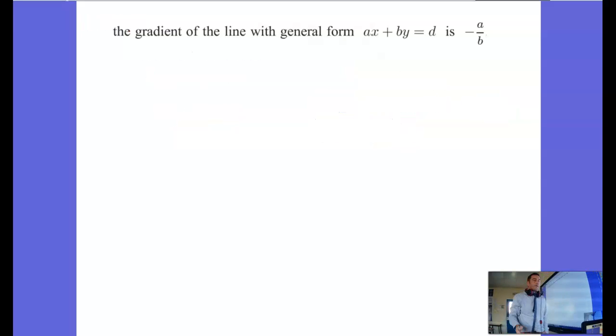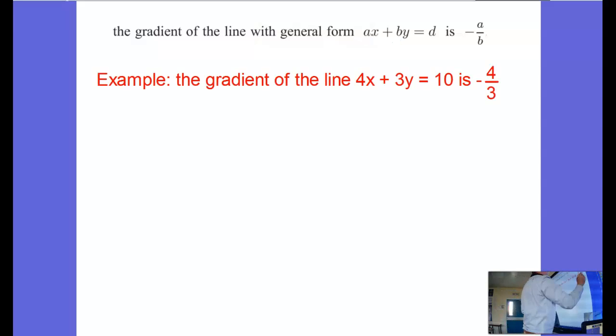One last thing to recognise is that there is a shortcut for finding the gradient. If you have it in this form, the a and the b there can be used to find the gradient, and it will be negative a divided by b. So you take the coefficient of x, divide it by the coefficient of y, and make it negative. For example, if we have 4x plus 3y equals 10, the gradient will be 4 over 3, and then make it negative. Negative 4/3. All right, that is the general form of the equation of a straight line.